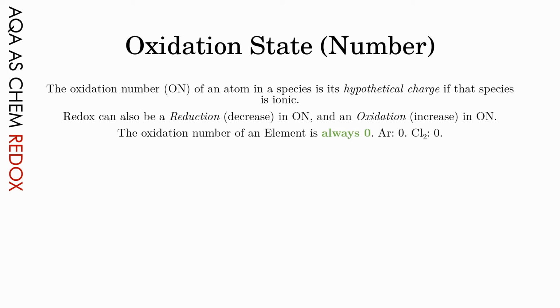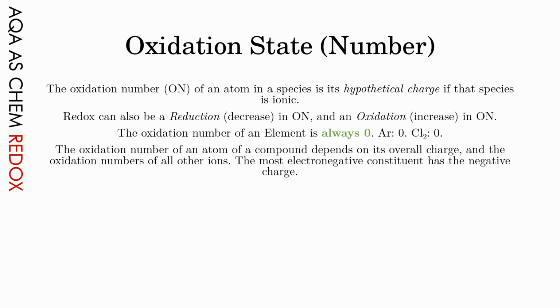Some things you need to know is that the oxidation number of an element is always 0. Even a diatomic elemental thing, as long as there's only one thing in there, like Cl2 or argon, nil. 0, nada. Okay? Very important.